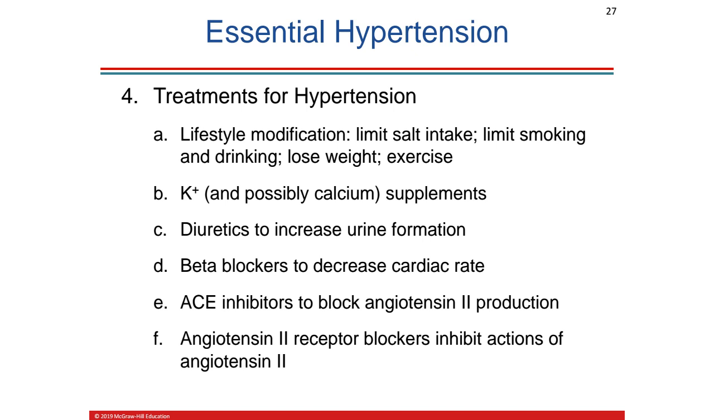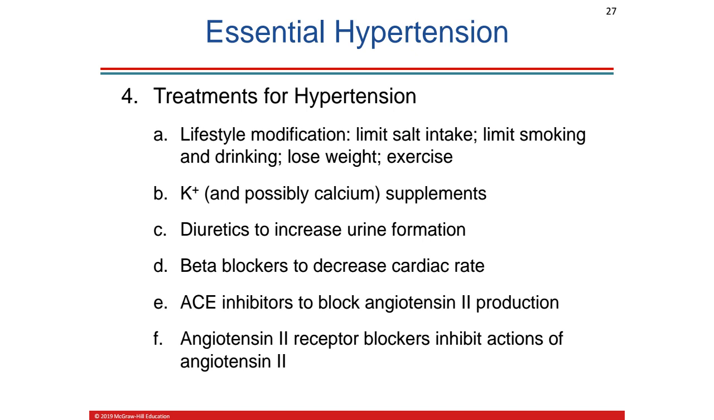Another very effective class of drugs are beta blockers. These can decrease cardiac rate. Beta blockers are antagonists of beta adrenergic receptors. Those are found in various places, including the SA node in the right atrium, which is the pacemaker. So beta blockers would reduce heart rate. One problem with beta blockers is they really reduce the ability of a person to exercise. So that is one downside to beta blockers.